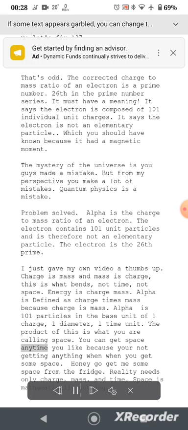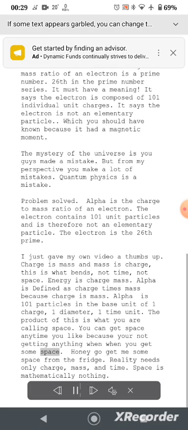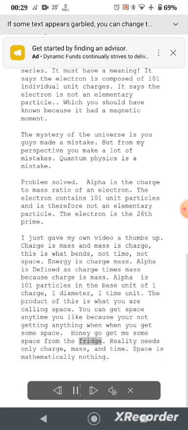You can get space anytime you like because you're not getting anything when you get some space. Honey, go get me some space from the fridge. Reality needs only charge, mass, and time. Space is mathematically nothing.